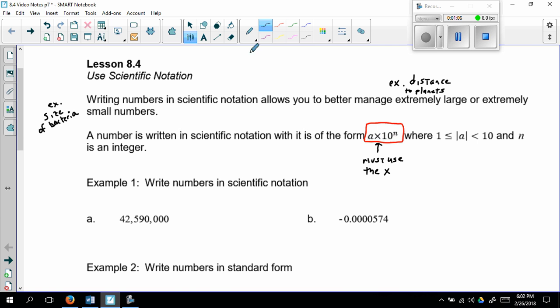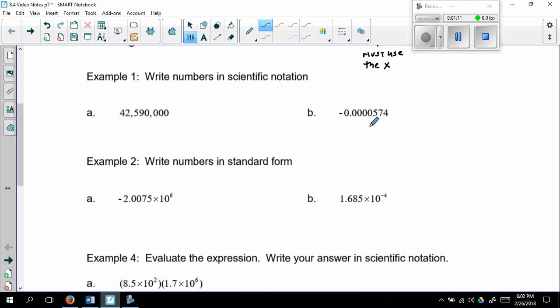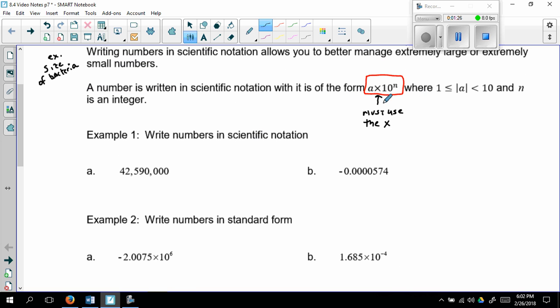Okay, so looking at here, these numbers are in standard form, and we want to write them in scientific notation. The key is that you just want to make sure that it gets in this format. So I need a to be between 1 inclusive and 10. Currently it isn't. My decimal, if it's not given, is assumed to be on the right.